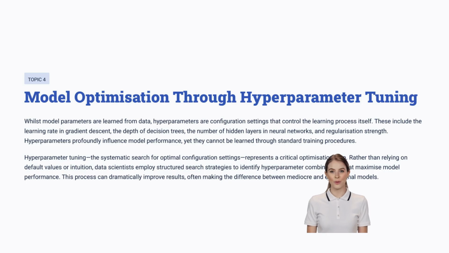Hyperparameters, unlike model parameters, are predefined settings that guide the learning process, such as learning rate, tree depth, and regularization strength. Effective hyperparameter tuning is crucial for model optimization, as it systematically searches for configurations that enhance performance, transforming models from mediocre to exceptional by leveraging structured search strategies.